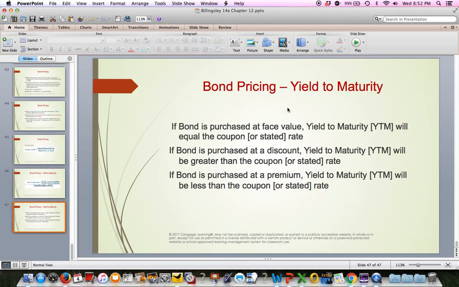So if a bond is purchased at face value, yield to maturity will equal the coupon rate or the stated rate. If the bond is purchased at a discount, the yield to maturity will be greater than the coupon rate. If the bond is purchased at a premium, yield to maturity will be less than the coupon or stated rate.